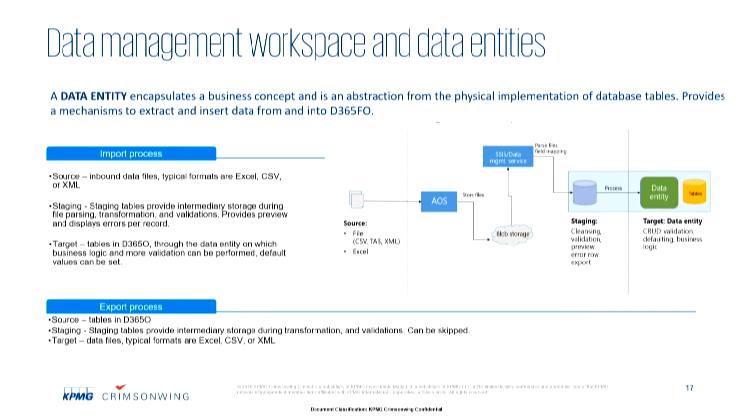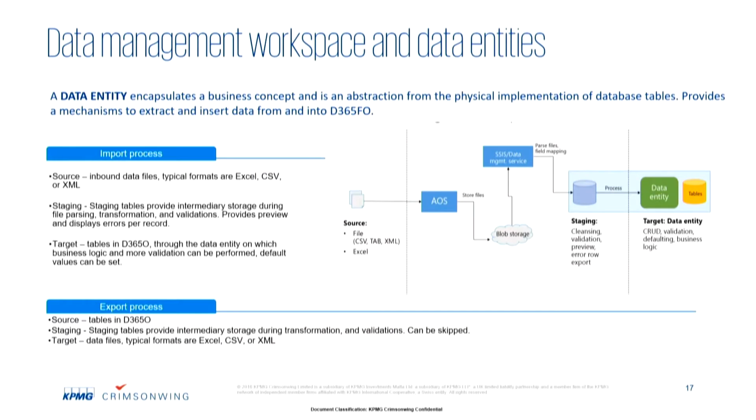Staging tables provide intermediary storage during file parsing, transformations, and validations. From the staging table, the data is then copied to the target table through the data entity. And on the data entity, you can have more business logic and more validations.